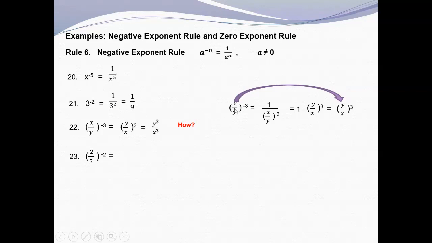So in other words, if you have a fraction to the negative exponent, all you do is flip it, and the exponent becomes positive. That's a very important rule there. Just apply it here. So it's going to be 5 over 2 to the second power. And then you can simplify. 25 over 4.